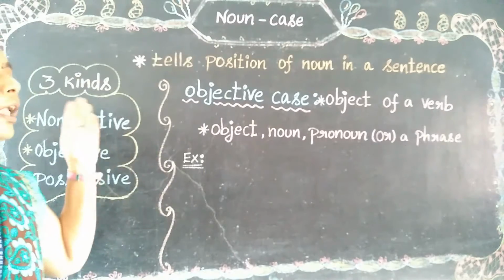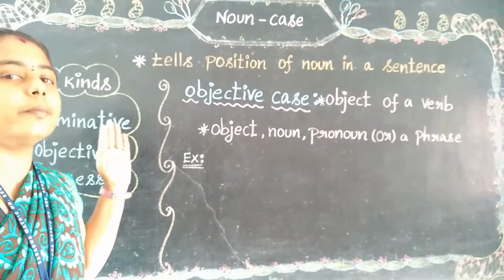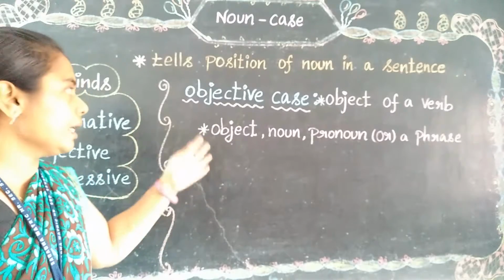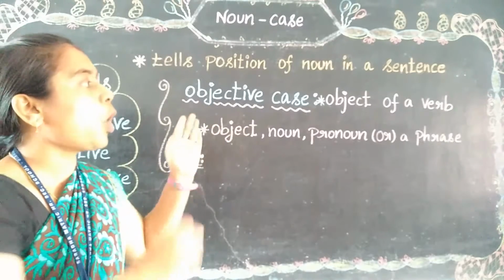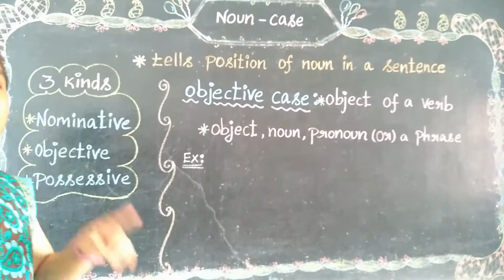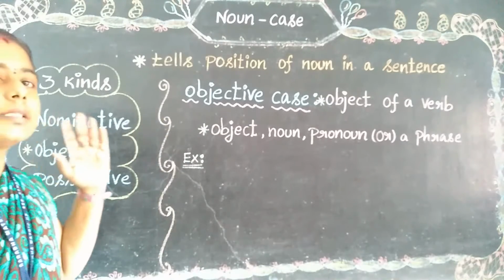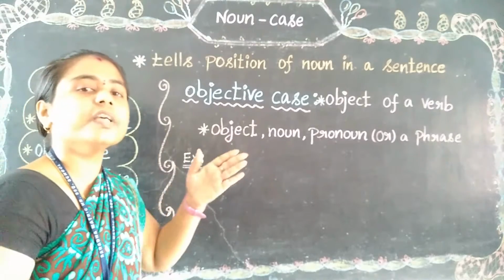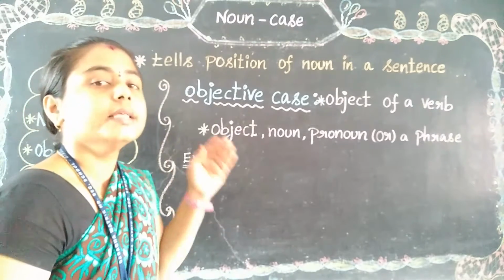Nominative, as I already told you in part 1, is the subject of your verb. But here, the objective case refers to the object of your verb. So that is the difference. It acts at the end of a sentence. It always performs at the end of the sentence.